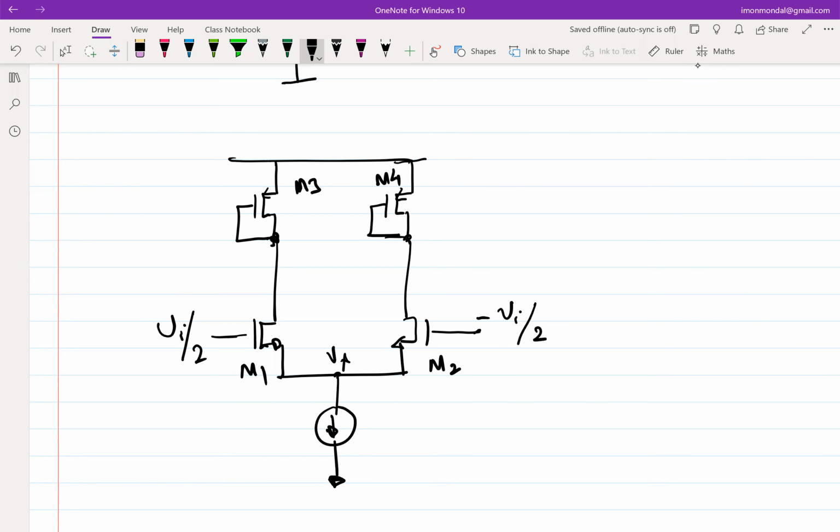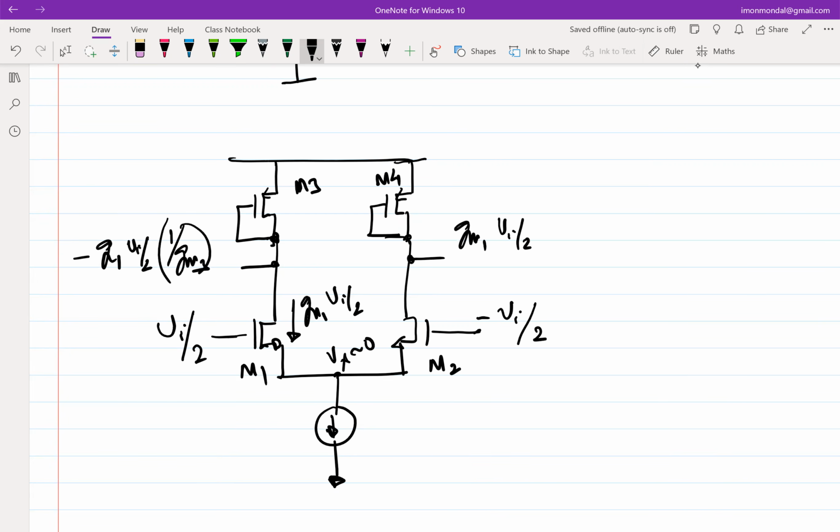0, right? It will be 0. So this will be 0. So if this is 0, what is the incremental current? Gm1 times Vi by 2. And this current is flowing into what load? 1 over Gm of M3, right? So this voltage will be minus Gm1 Vi by 2 by 1 over Gm3. Similarly, this voltage will be plus Gm1 times Vi by 2 by 1 over Gm3.